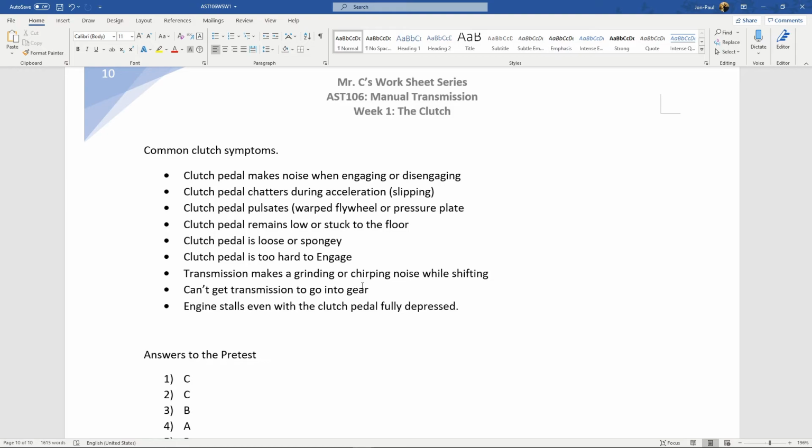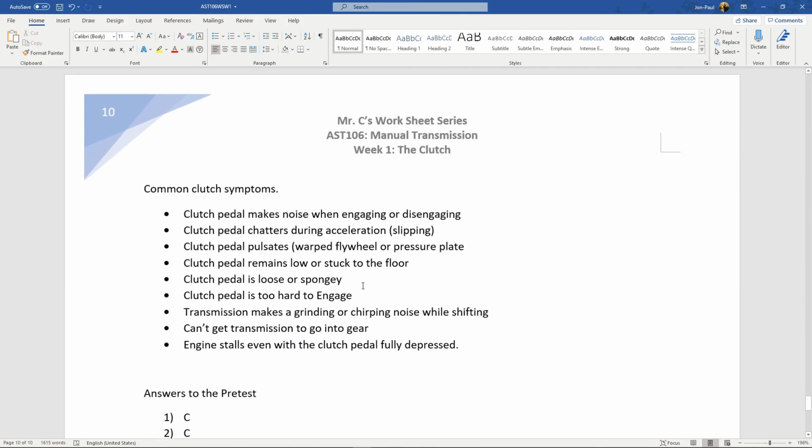If I think it's the clutch and it turns out it's not the clutch, it's the pressure plate, it's the exact same labor and you're taking the exact same parts off. So you really just have to be in the ballpark, if that makes any sense. We really just have to decide, is it the clutch system or is it inside the transmission? So that's part of why I'm drilling that into you. The clutch pedal pulsates. This will be a warped flywheel.